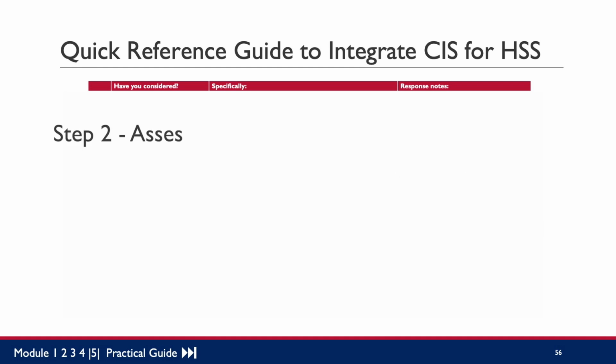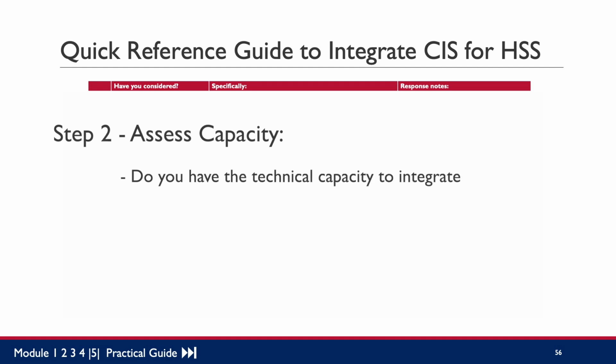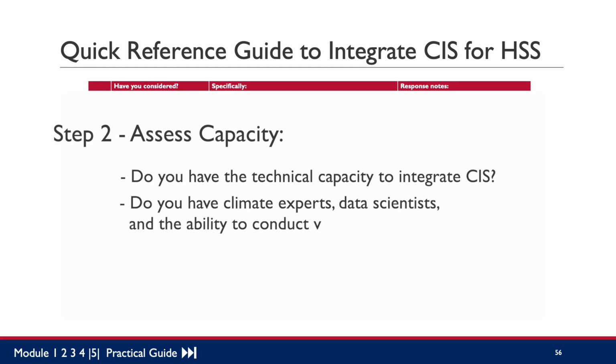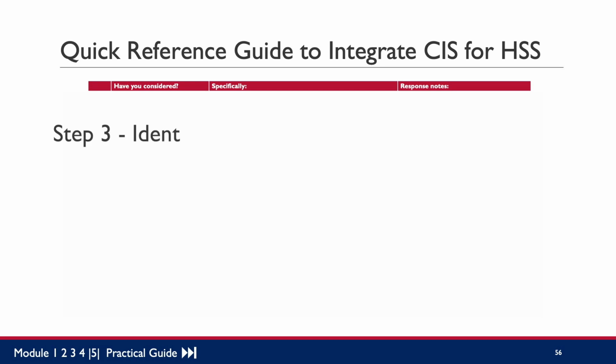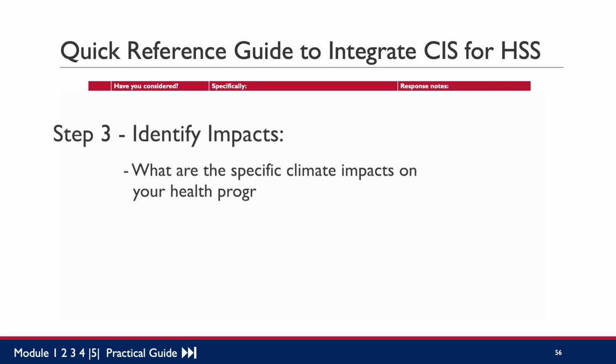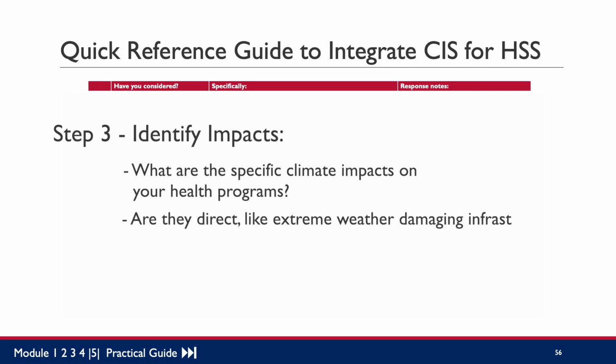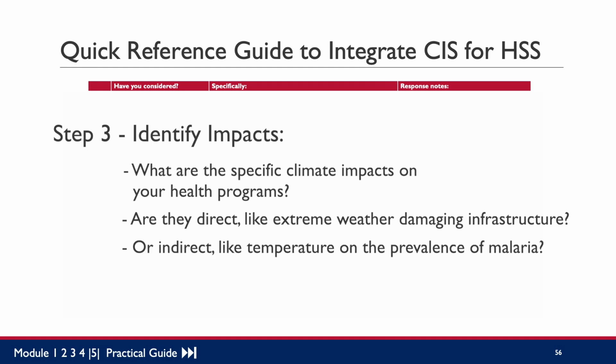Step 2. Access capacity. Do you have the technical capacity to integrate CIS? Do you have climate experts, data scientists, and the ability to conduct vulnerability assessments? If not, can you build these skills or partner with organizations that do? Step 3. Identify impacts. What are the specific climate impacts on your health programs? Are they direct, like extreme weather damaging infrastructure, or indirect, like temperature on the prevalence of malaria?